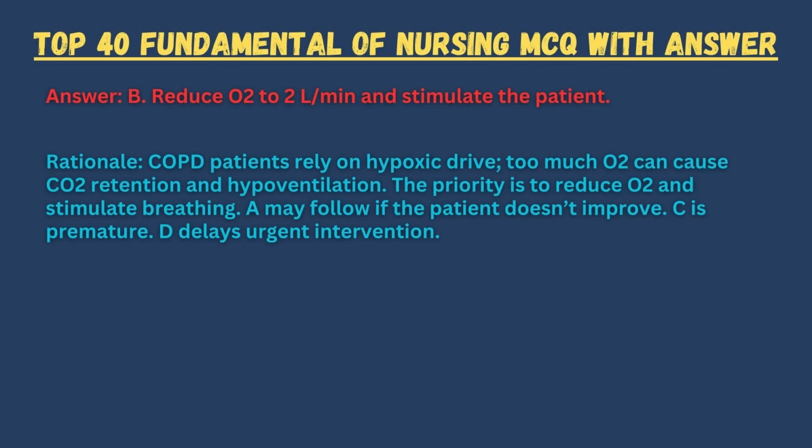Answer B. Reduce O2 to 2 L per minute and stimulate the patient. Rationale. COPD patients rely on hypoxic drive. Too much O2 can cause CO2 retention and hypoventilation. The priority is to reduce O2 and stimulate breathing. A may follow if the patient doesn't improve. C is premature. D delays urgent intervention.